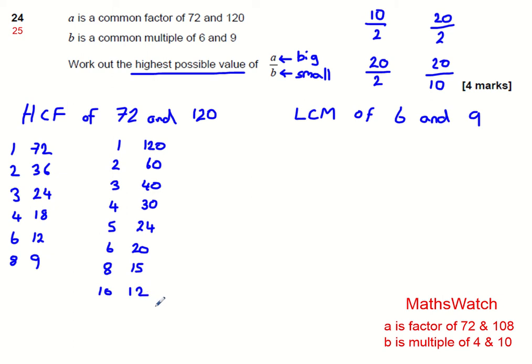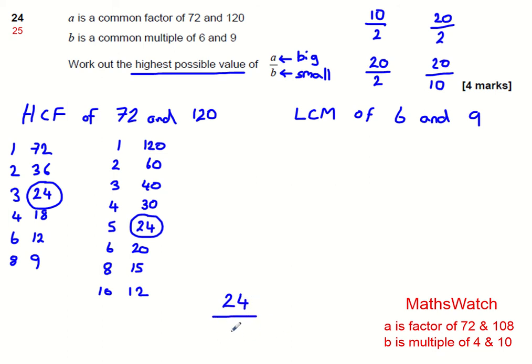Now that we've got all of the factors for both 72 and 120, to find the highest common factor, we need the biggest number that appears in both lists. That's the number 24. So 24 is the highest common factor of 120 and 72, which means that 24 is going to be the value of A. So I'm going to write that there for where my final answer is going to be.